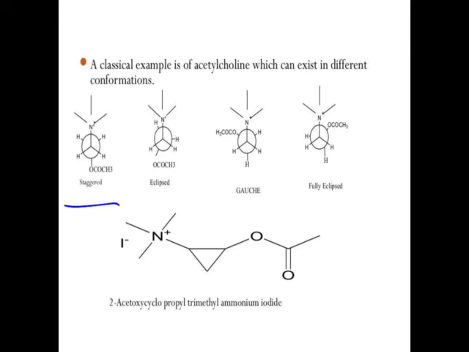So it is present in the staggered form, it is present in the eclipsed form, it is present in the gauche form, it is also present in the fully eclipsed form. So this acetylcholine can be present in the different conformations.